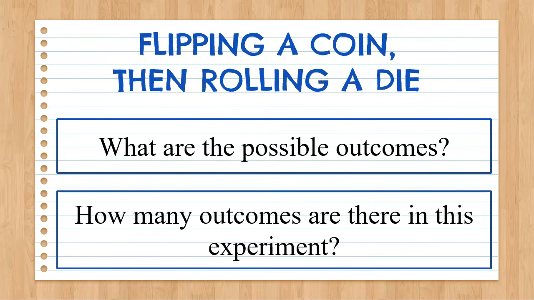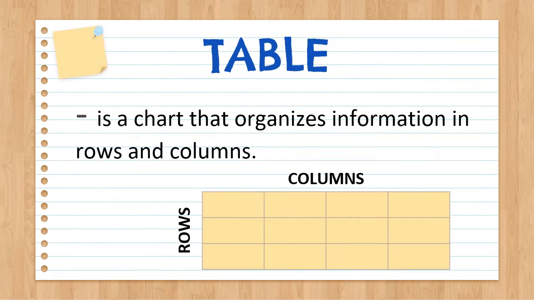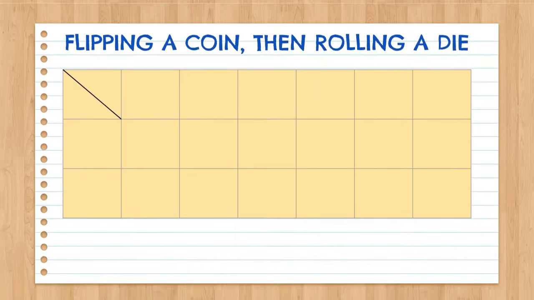Let's start using a table to find the possible outcomes. Let's define first a table. A table is a chart that organizes information in rows and columns. We can write the experiment in tabular form by labeling the rows and columns.